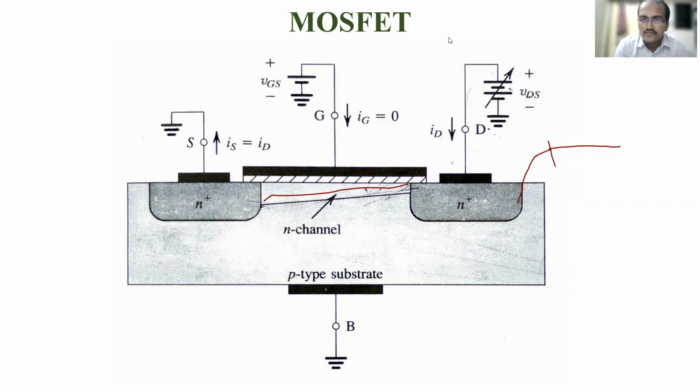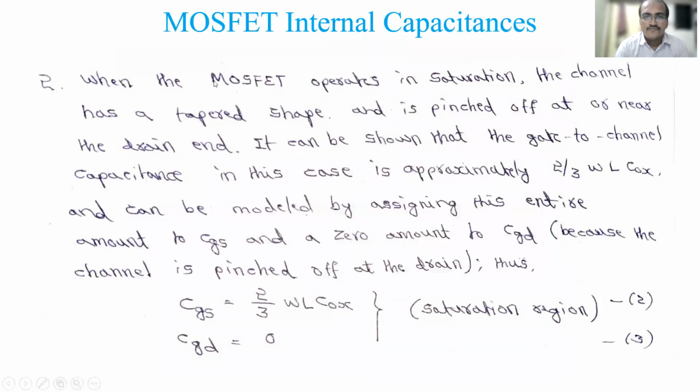Okay, so I hope you can recall whatever we have discussed so far. So it can be shown that the gate to channel capacitance in this case is approximately 2/3 WLCOX. Not 1/2 now, it is 2/3. Okay, and it is an approximation, based on some calculation, so a clear derivation is not there for you. And it can be modeled by assigning this entire amount to CGS.